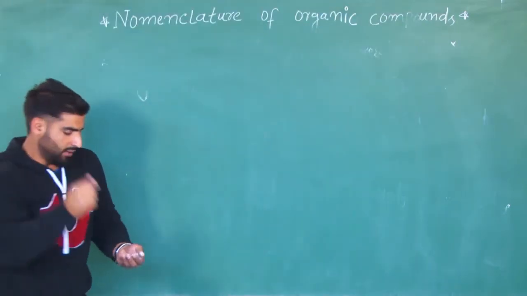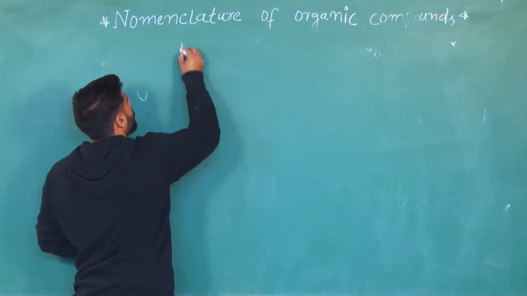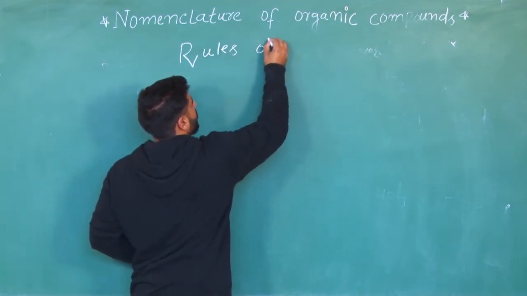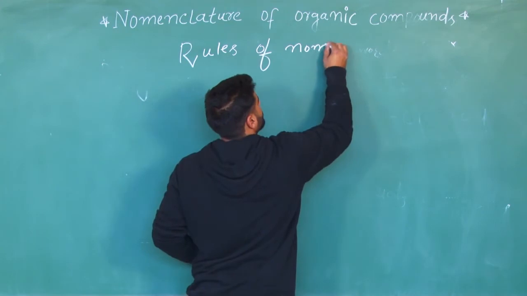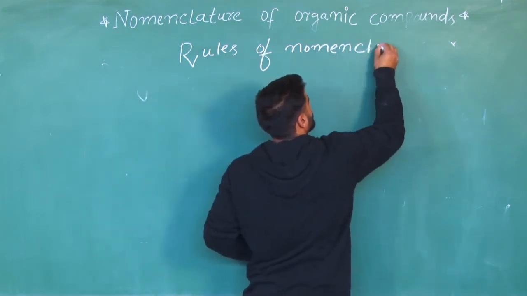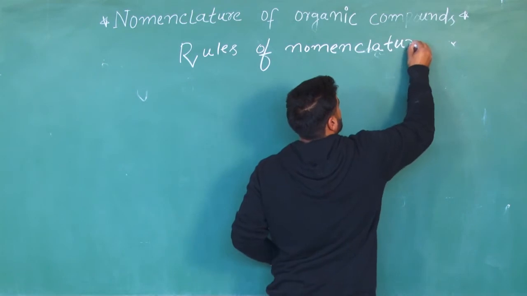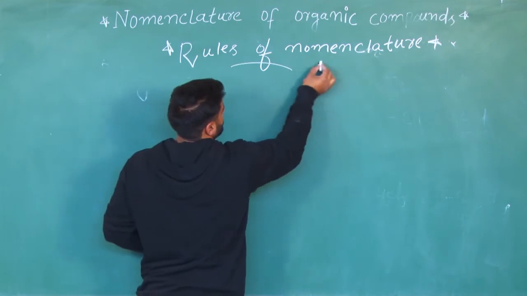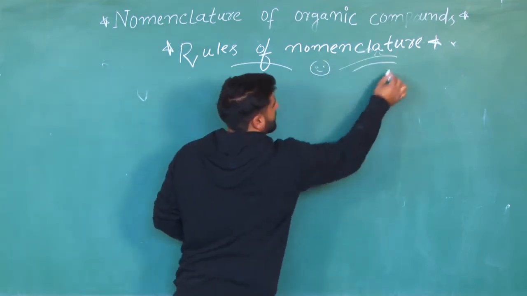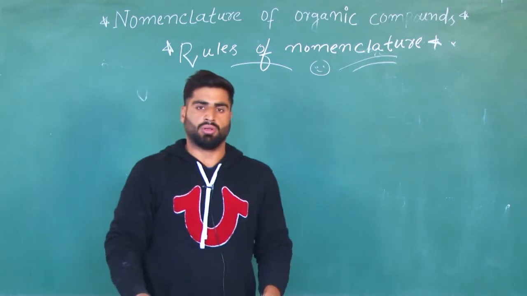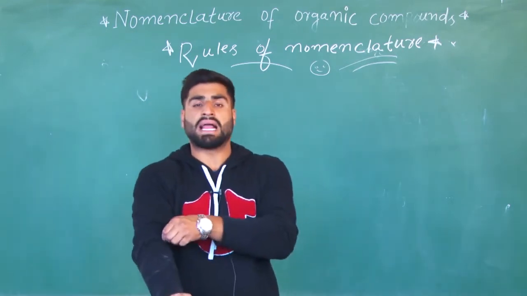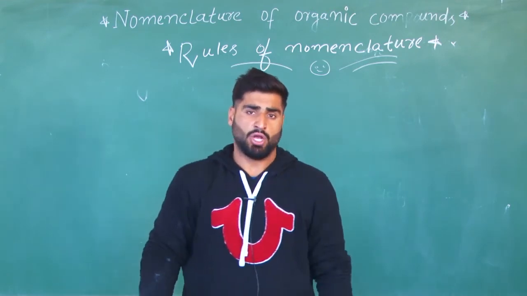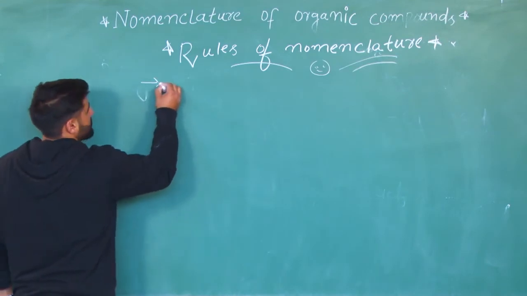Now we will be discussing the rules of nomenclature. Very simple. The first rule goes like this. Number one rule, selection of the longest possible chain. So the first rule is selection of longest chain.